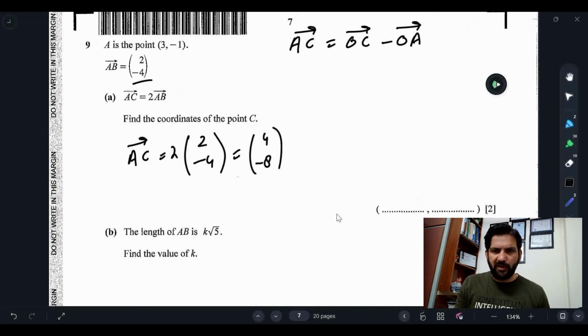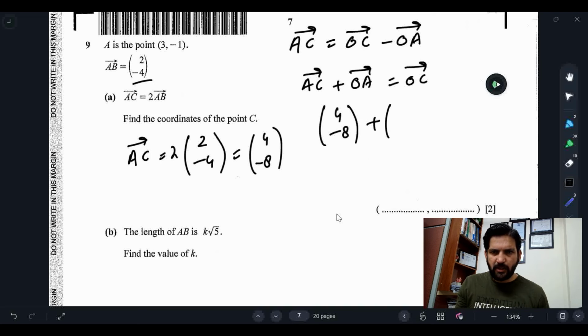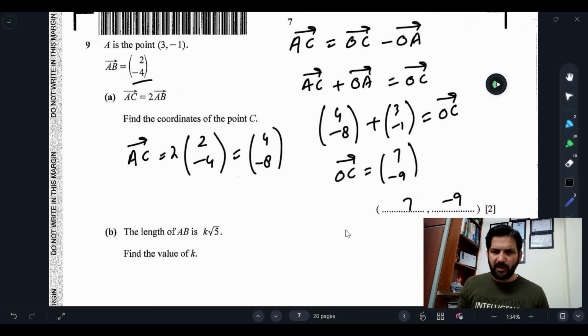Now we know the value of AC, we don't know the value of OC, so just rearrange the equation. So AC plus OA will be equal to OC, which means AC is (4, -8) and OA is (3, -1), equal to the point OC. So the coordinates of OC will be (7, -9). So we can write (7, -9). Let's move to part B.